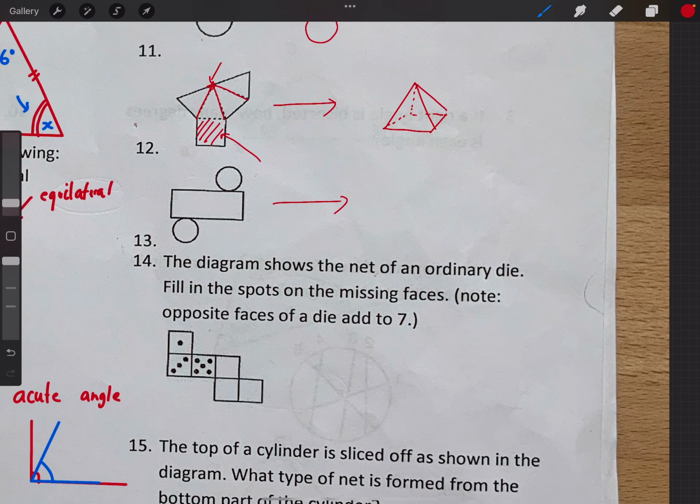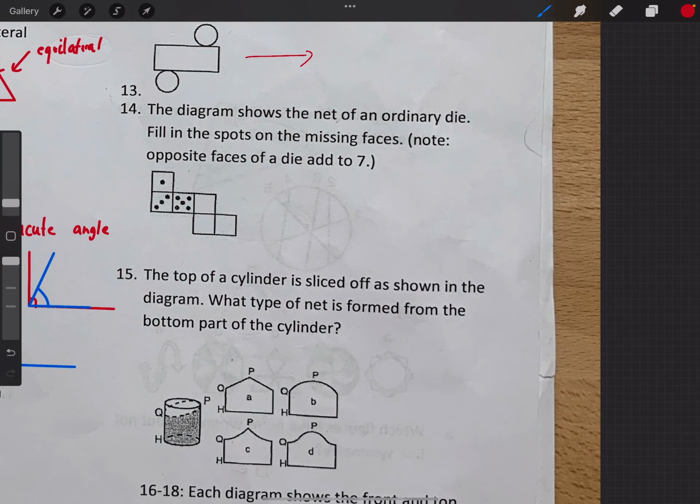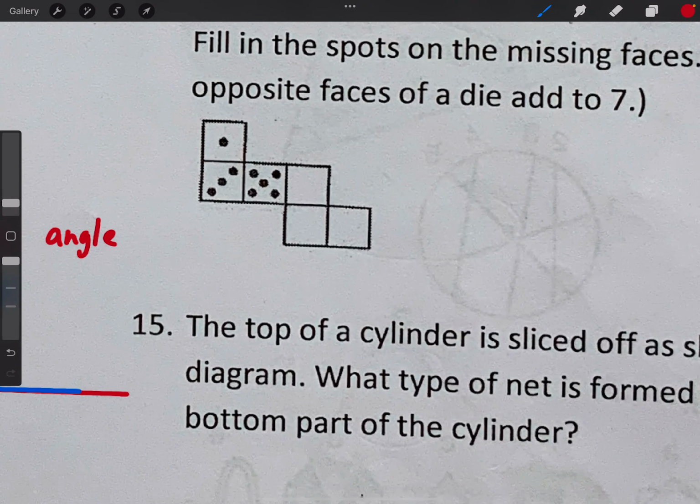This one is easy. Fold it up, figure out what the shape is called. The diagram shows the net of an ordinary die. Fill in the spots on the missing faces. Note, opposite faces of a die add to 7. So on a dice, the opposite faces will always add up to 7. So we have to figure out which ones are opposite faces when we fold this up.